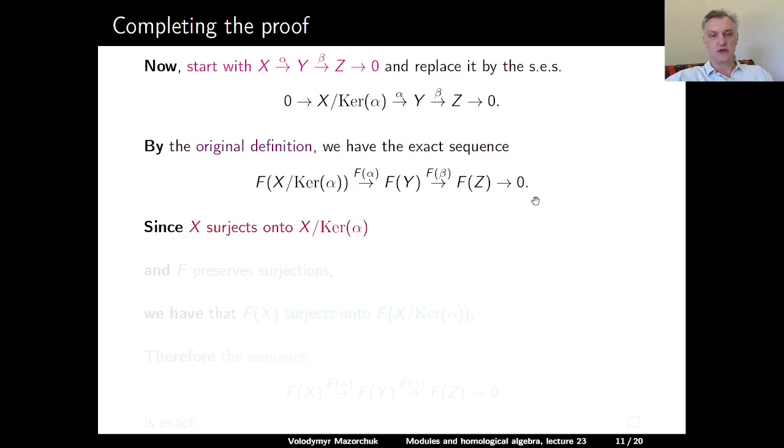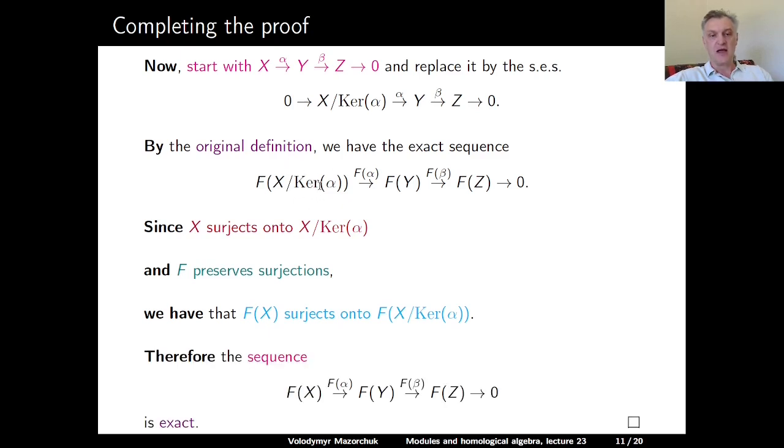Now, since x surjects onto x modulo the kernel of alpha, and f is right exact, it preserves surjections, so we have that f of x surjects onto f of x modulo the kernel of alpha. So we can surject onto the left position here, f of x, and get the sequence f of x, by f of alpha to f of y, by f of beta to f of z, to 0, and this sequence is exact because this sequence is exact. And this completes our proof.